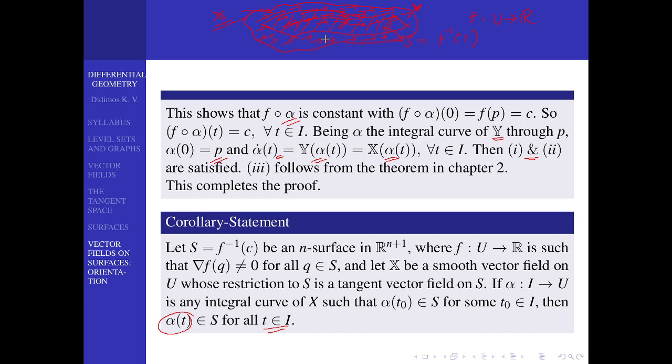Once you consider a parameterized curve, an integral curve of this vector field, integral curve means at every point of that curve the vector assigned by X and the velocity vector of that integral curve coincide. So once you consider an integral curve which enters the surface S, then the whole integral curve is contained in this surface S. This is the idea here. So we need to prove that whenever alpha of t naught belongs to S for some t naught, then alpha of t belongs to S for all t belongs to I.